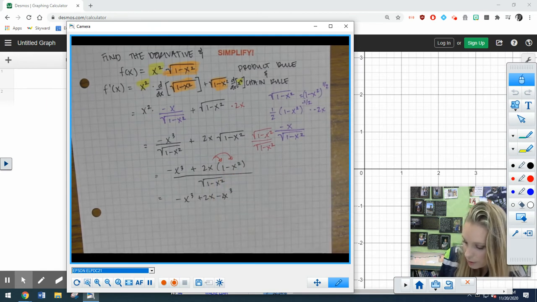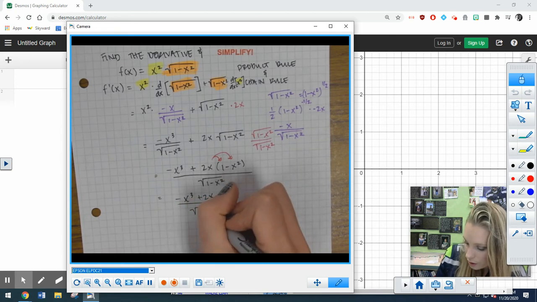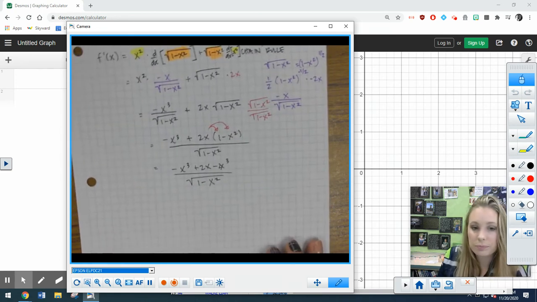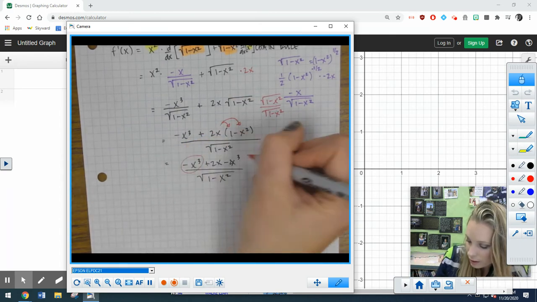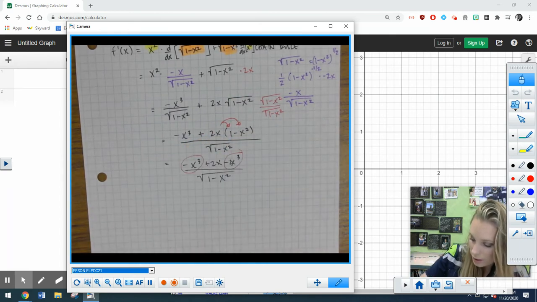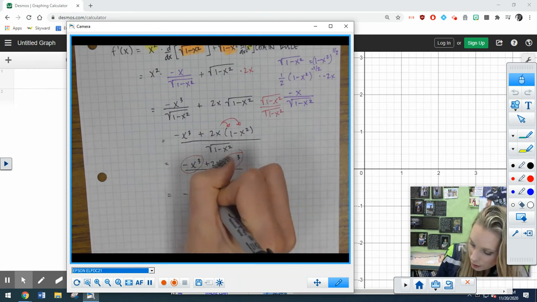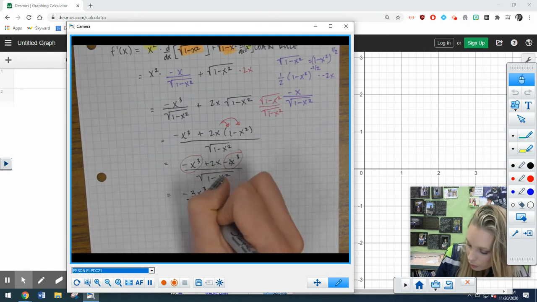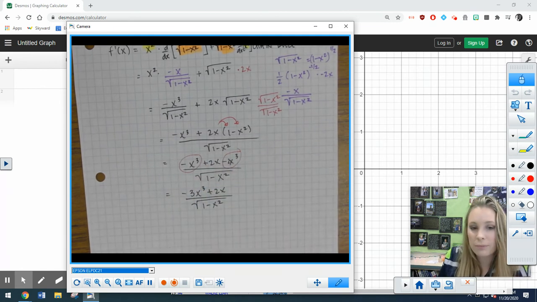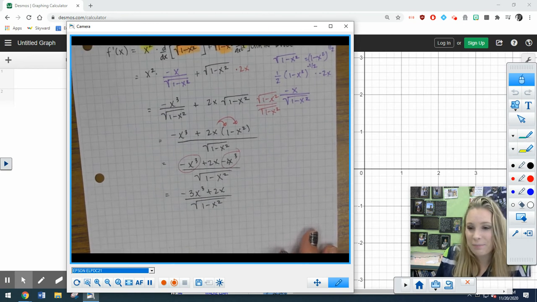minus 2x cubed all over the square root of 1 minus x squared. I'm going to combine my like terms here. And we're going to get negative 3x cubed plus 2x all over the square root of 1 minus x squared. And that would be our simplified expression.